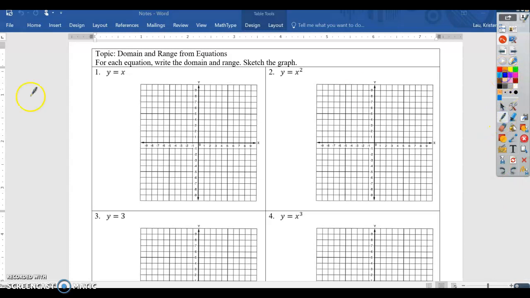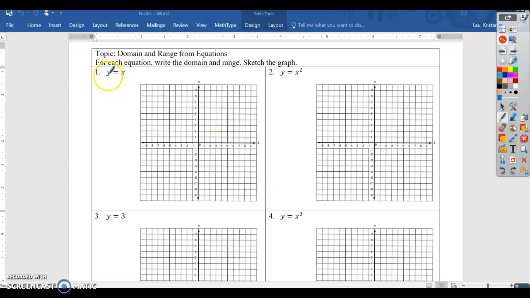With more complicated ones, like linear equations or parabolas or quadratics, you might need a calculator or you might have to plug in points, but for these basic ones, we should be able to do without the calculator and be able to find the domain and range.